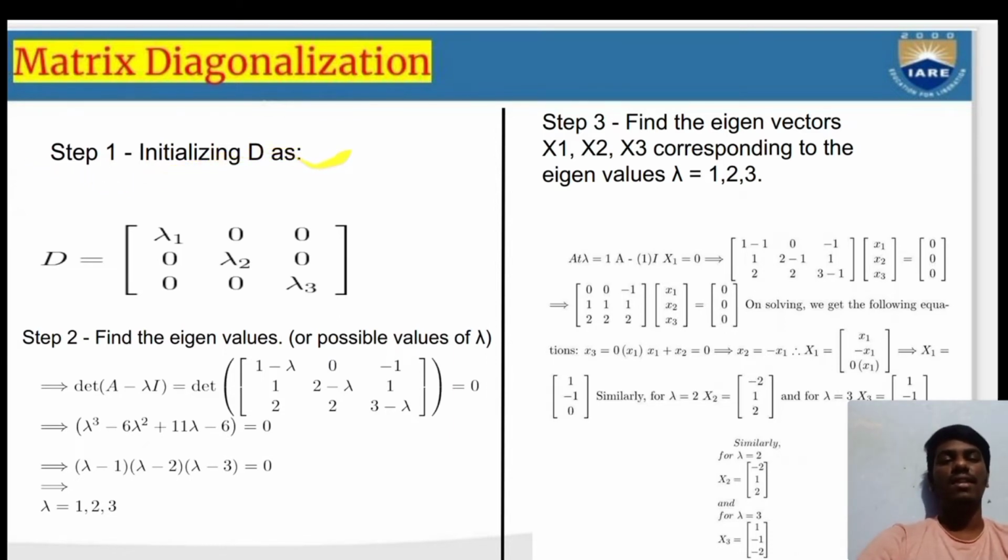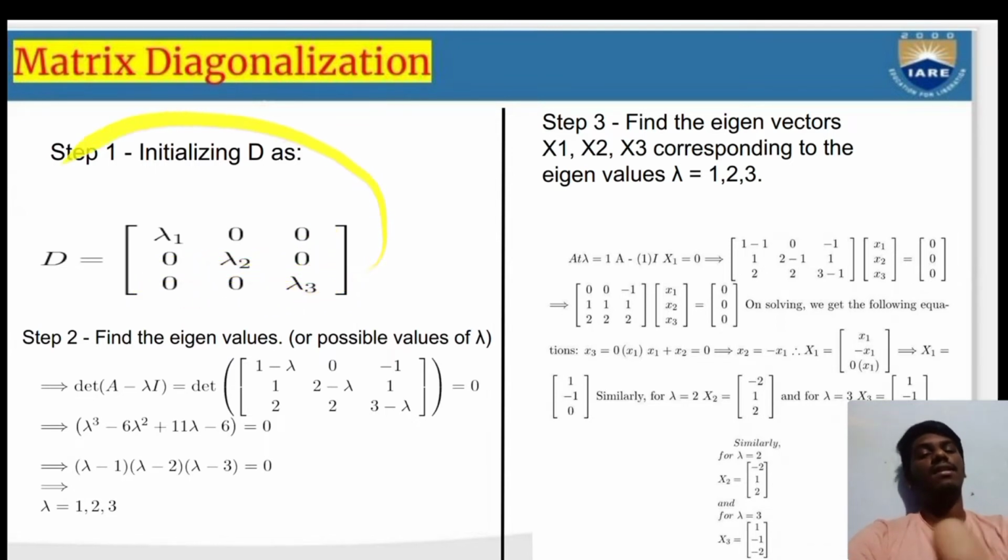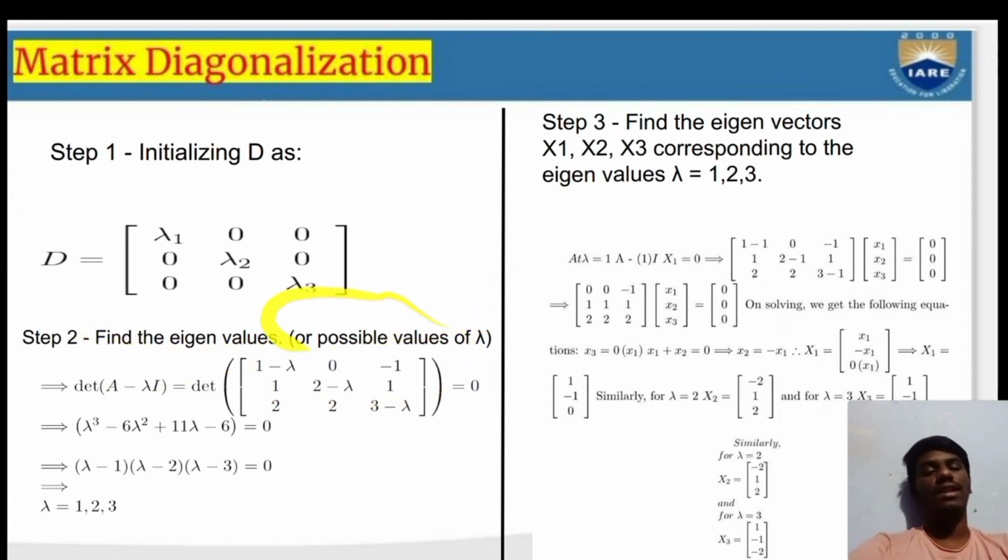It is step 1, initializing D. As we discussed earlier, we should initialize D as lambda 1 0 0, 0 lambda 2 0, 0 0 lambda 3. This is our first step. Moving to the second step, we should find the eigenvalues, or the lambda. As I discussed, this is by using the characteristic equation, det of A minus lambda I: det of 1 minus lambda, 0, minus 1, 1, 2 minus lambda, 1, 2, 2, 3 minus lambda, whole det equal to 0.